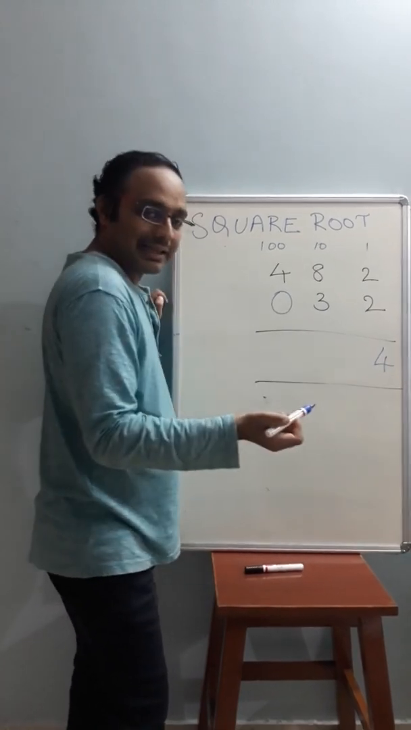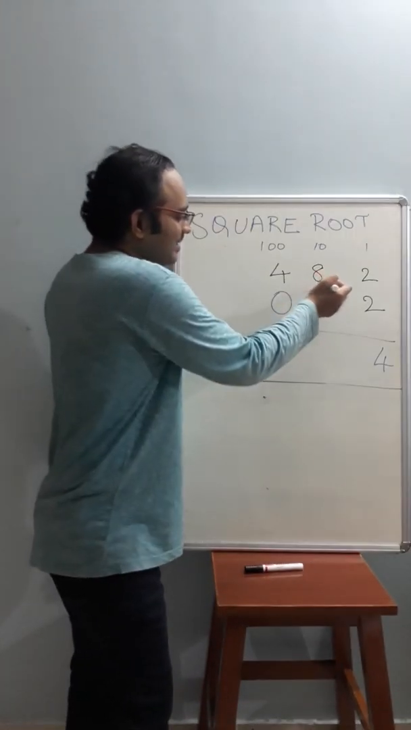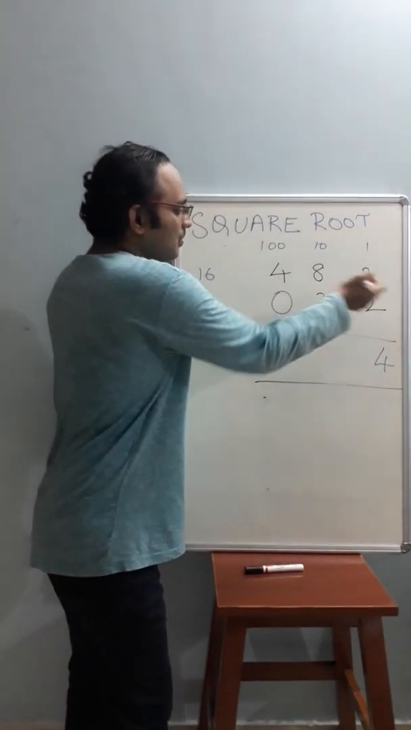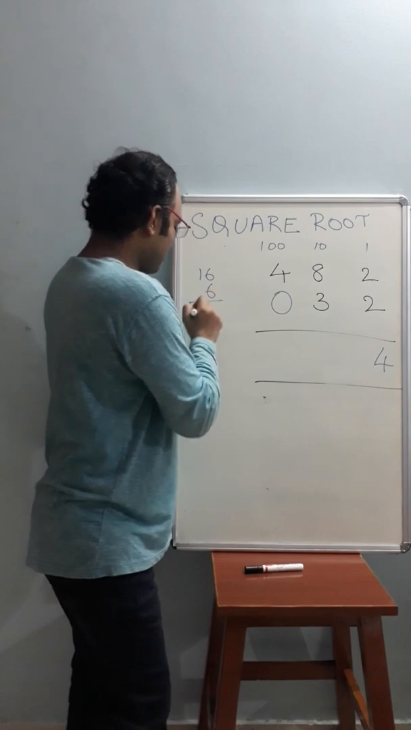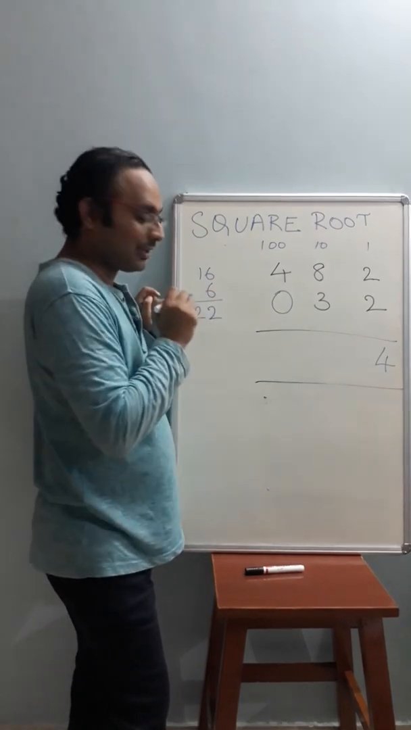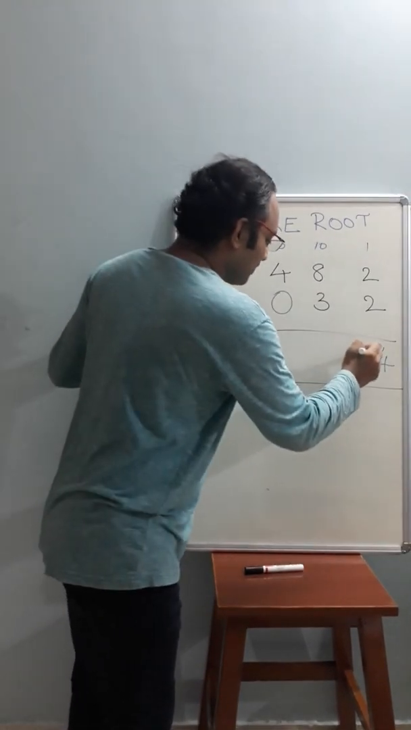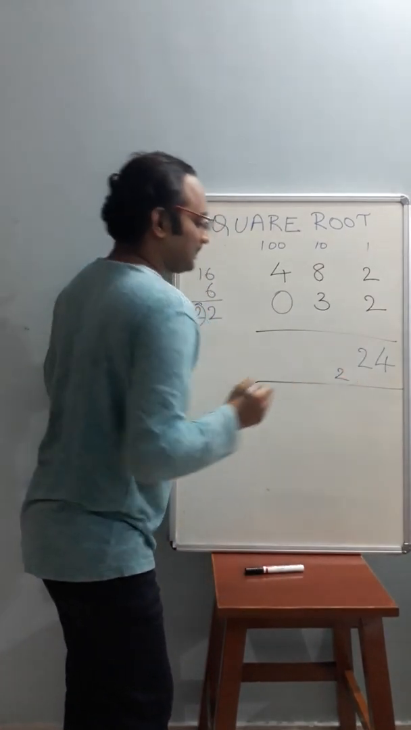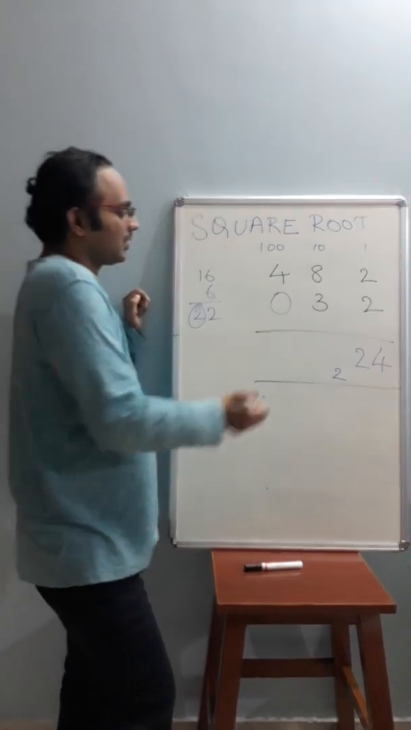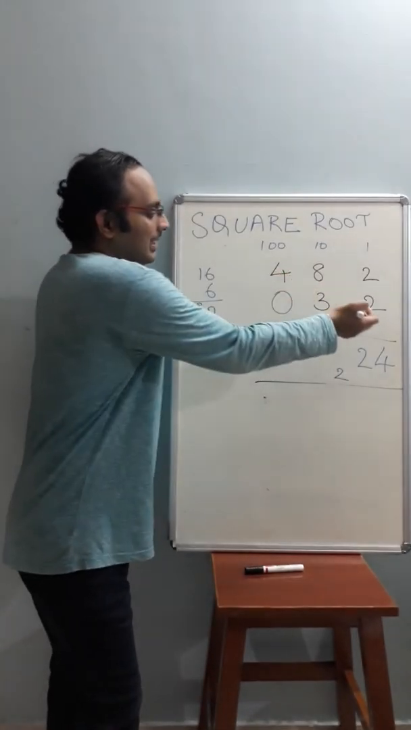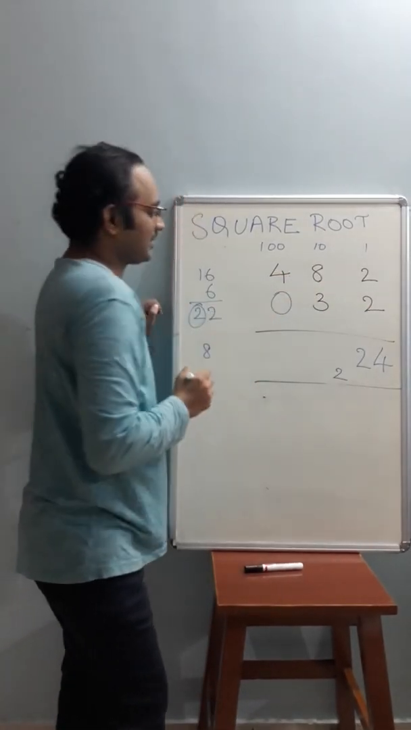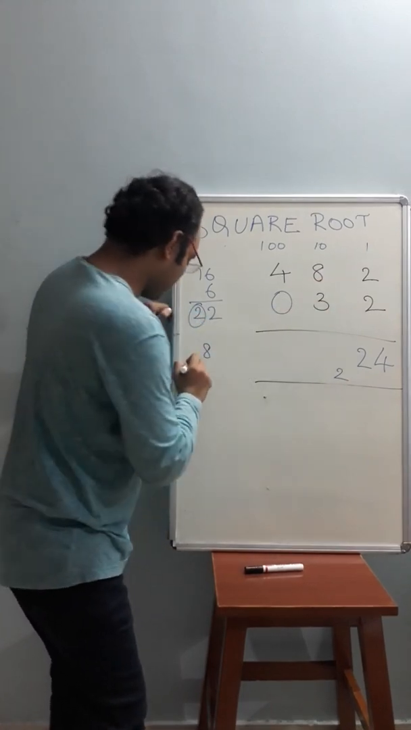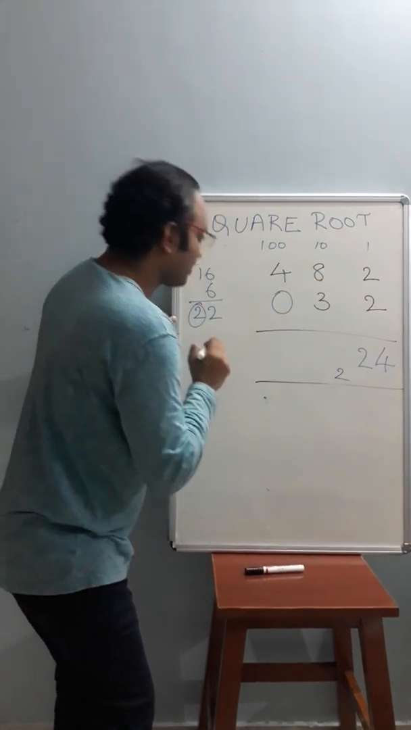To find the number in tens place, 8 tens into 2 is 16 tens. 3 tens into 2, that is 6 tens. That would be 22 tens. 2 would come to the tens place and this 2 would go to the hundreds place. 4 hundreds into 2 is 8 hundreds. 8 tens into 3 tens is 24 tens.